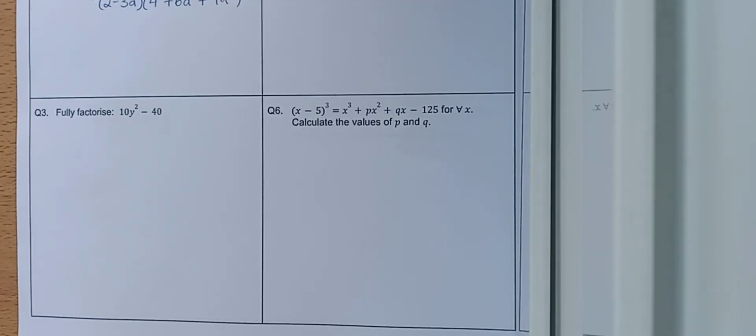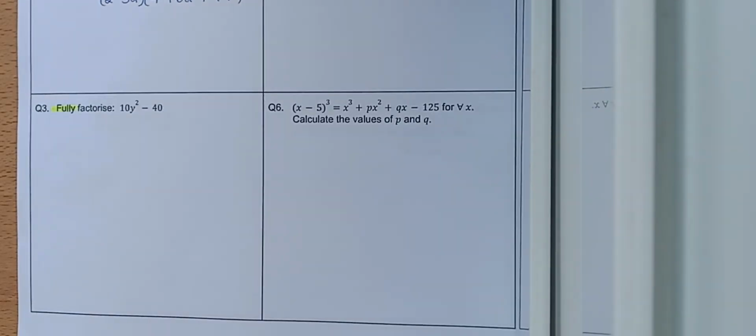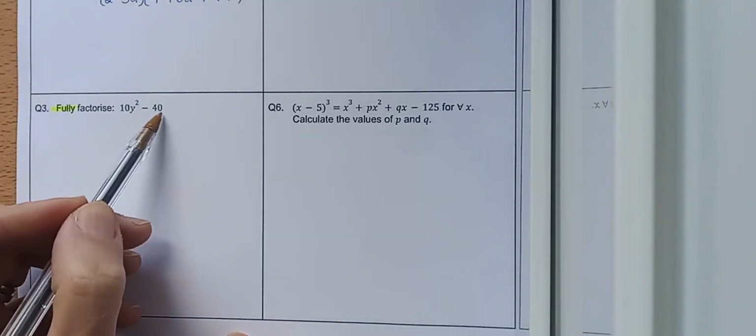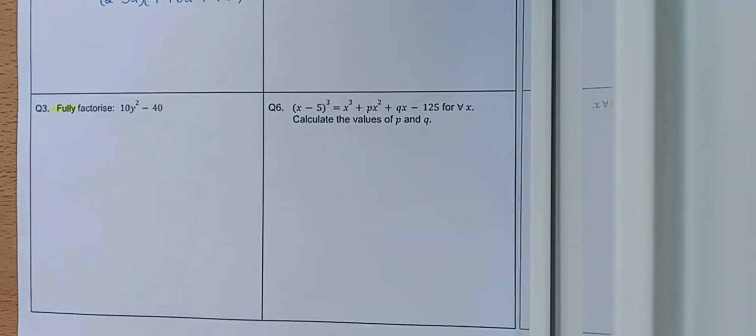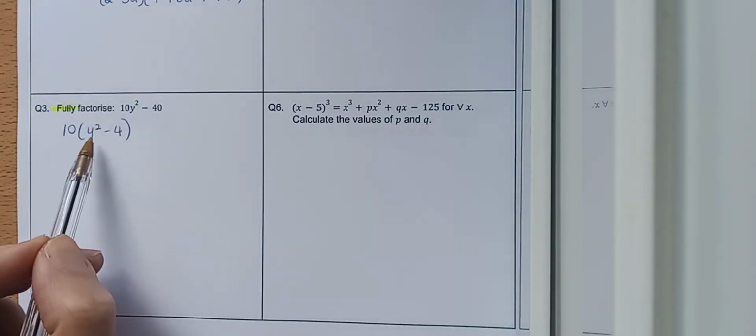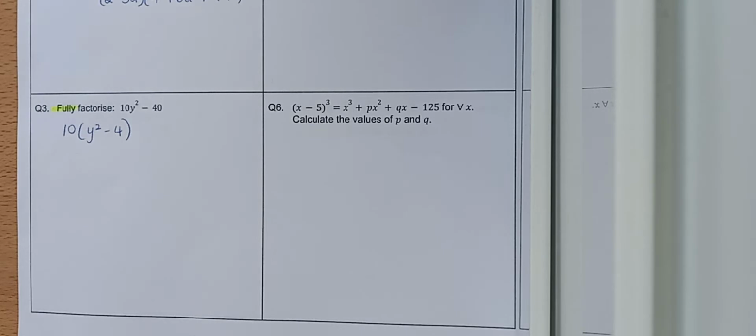Question 3 is next. We're asked to fully factorise. If we're told to fully factorise, that usually means there's a few steps in the process, and a lot of the time it means look out for a highest common factor first. I can see that in this case because 10 will go into both of these terms. And now looking at that y squared minus 4, I can see that it's actually a difference of 2 squares, so I can continue on with my factorisation of that. First, I'll identify what's being squared, and then I'll factorise fully.